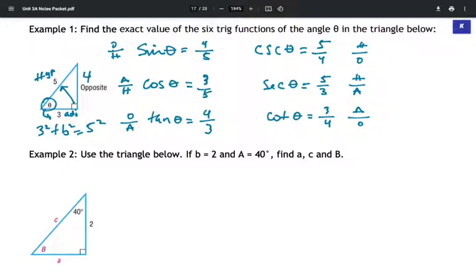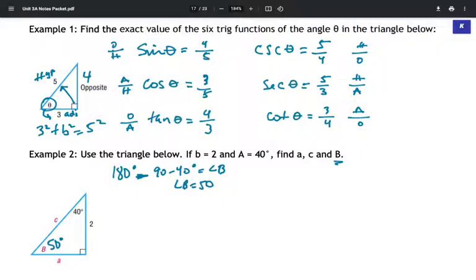All right, another example that you might see is a problem like this, where we're asking you to basically solve the triangle, find all the missing parts. So we can find angle B pretty easily because the angles in a triangle add up to 180 degrees. So we'll do 180 minus the 90 minus the 40 to get angle B. So angle B will equal 50 degrees. So this angle right here is 50 degrees.